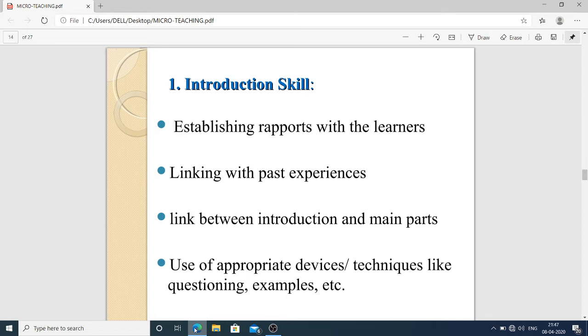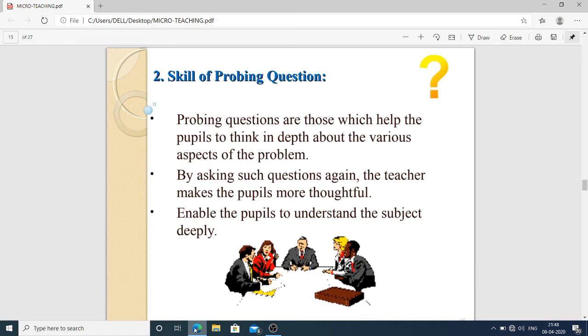to gain their confidence. Then linking with the past experience, it's the matter of the topic. Then a link between the introduction and the main parts. Use of appropriate devices and techniques like questioning, examples, and so on. Okay, next is skill of probing questions.